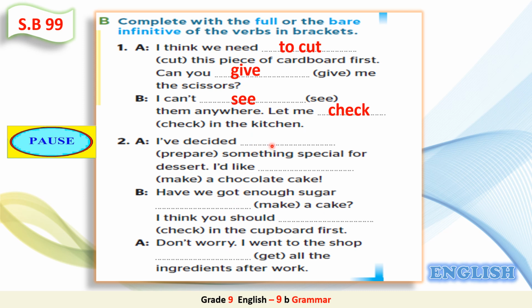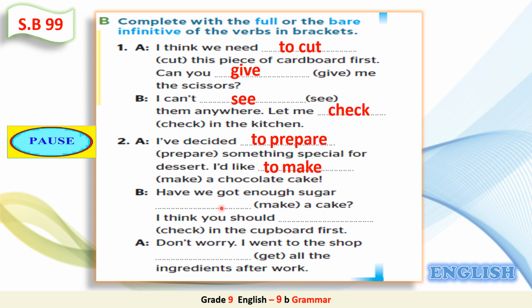What do you think the first answer is? Wonderful, it's to prepare. Why? Because here we have the verb decide, and decide is one of the verbs that are followed by full infinitive. Now what about this one? Excellent. It's to make. Why? Because it is preceded by I'd like, would like. Would like is always followed by full infinitive.